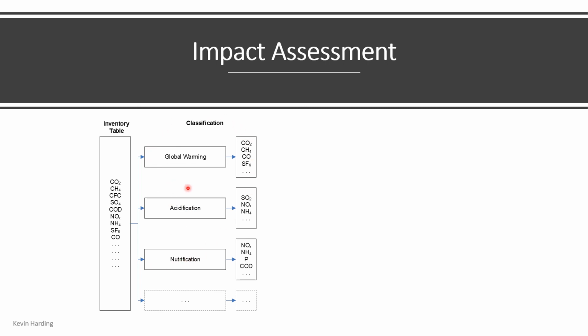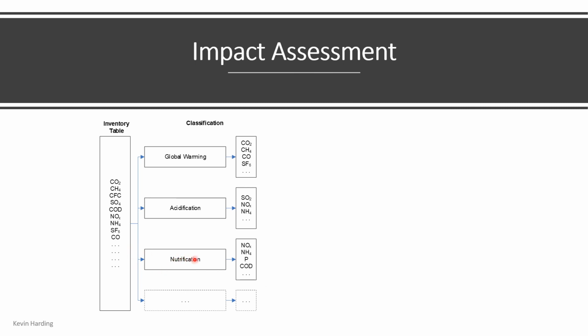In this classification step, they have now done years and years of chemistry, human health studies, and various other things that have now determined that the chemicals listed here lead to global warming. So carbon dioxide, carbon monoxide, methane, SF6, and a couple of others all lead to global warming. In the same way, these gases here contribute to acidification. These ones contribute to nitrification or eutrophication, depending on where you see it.